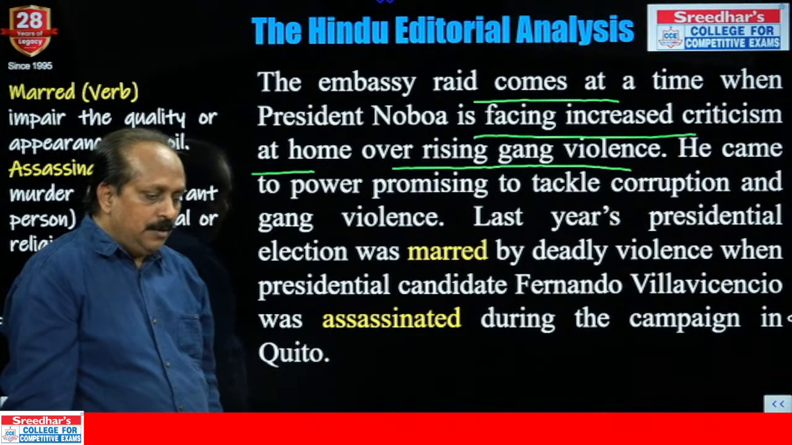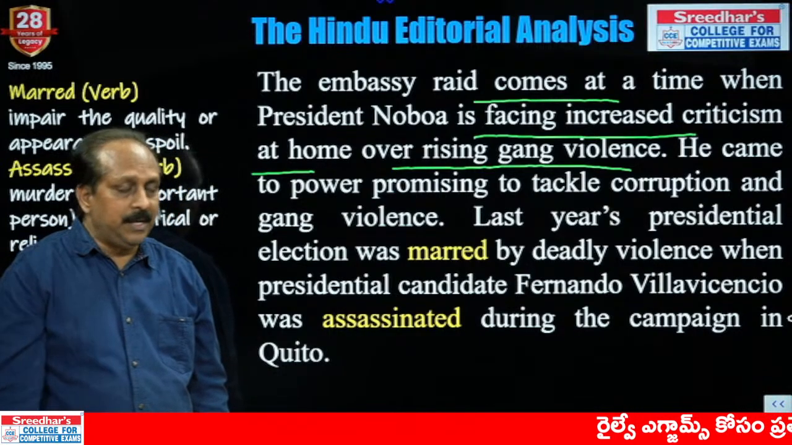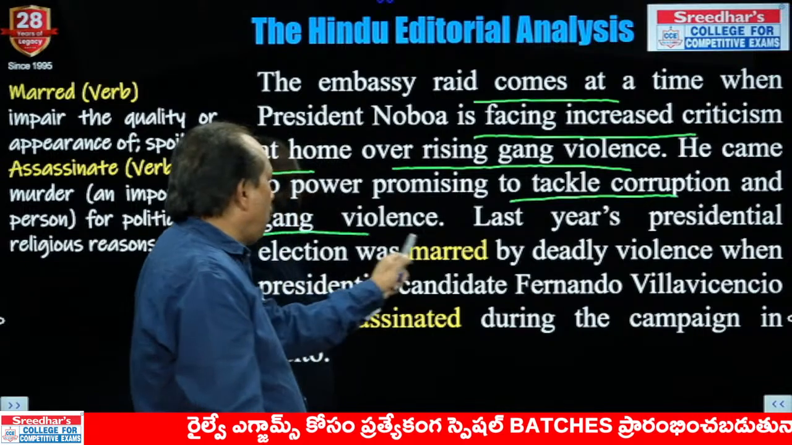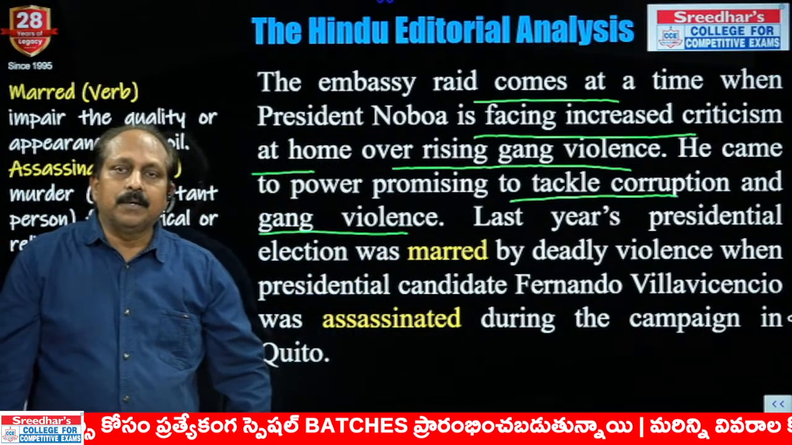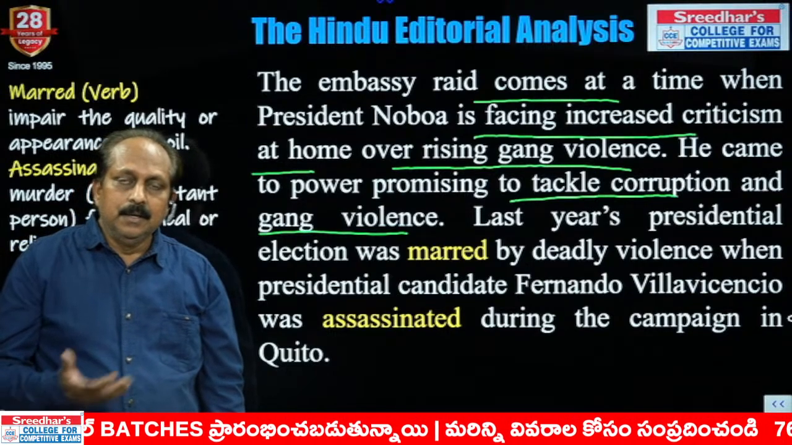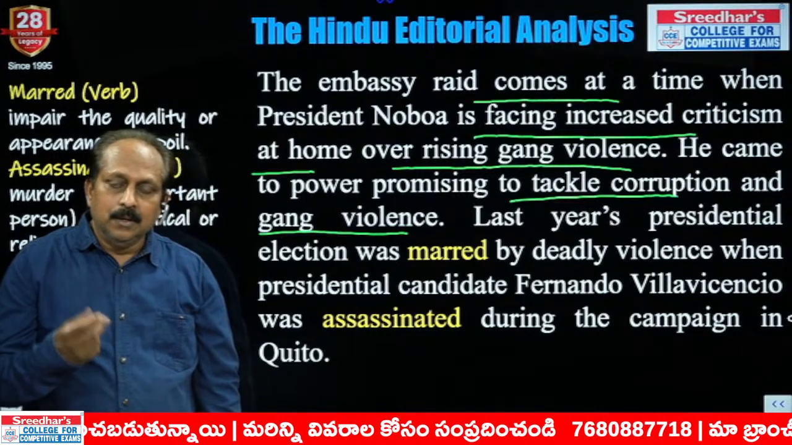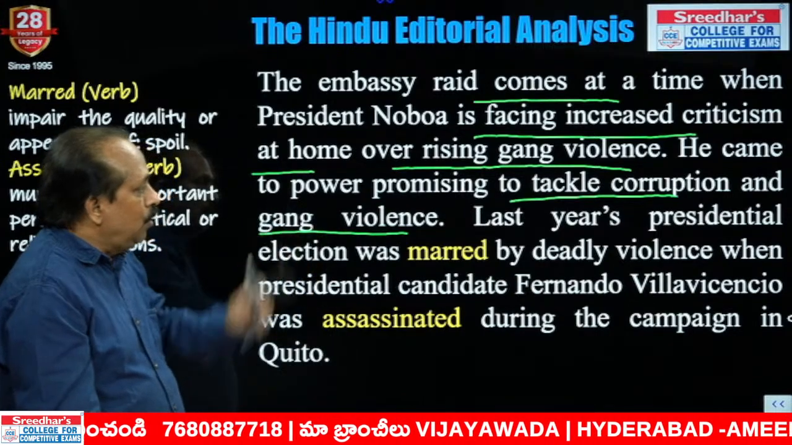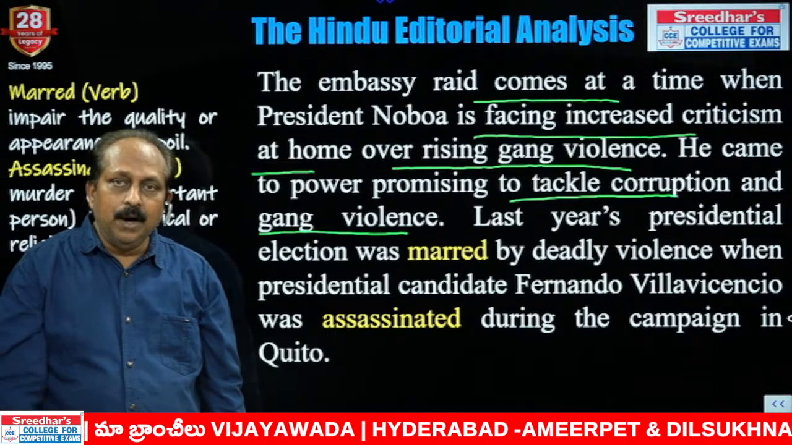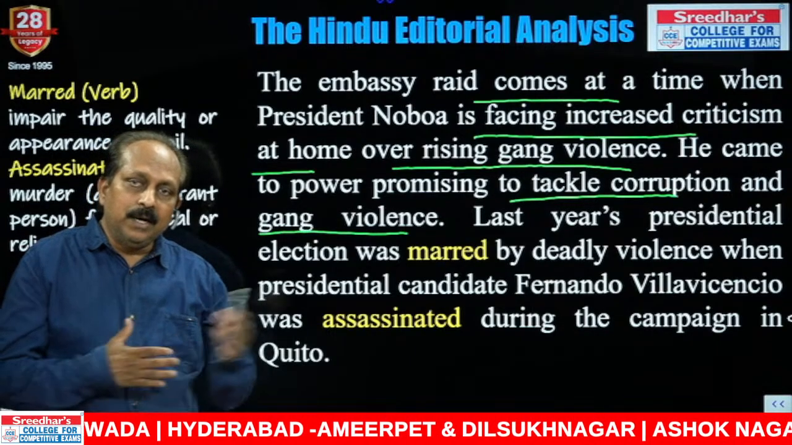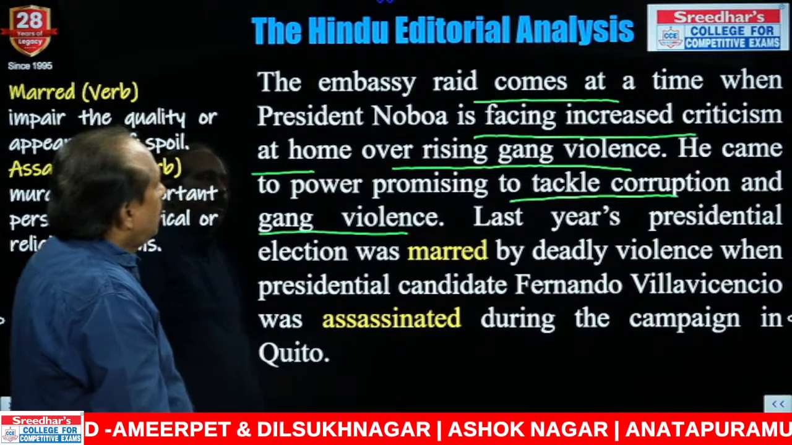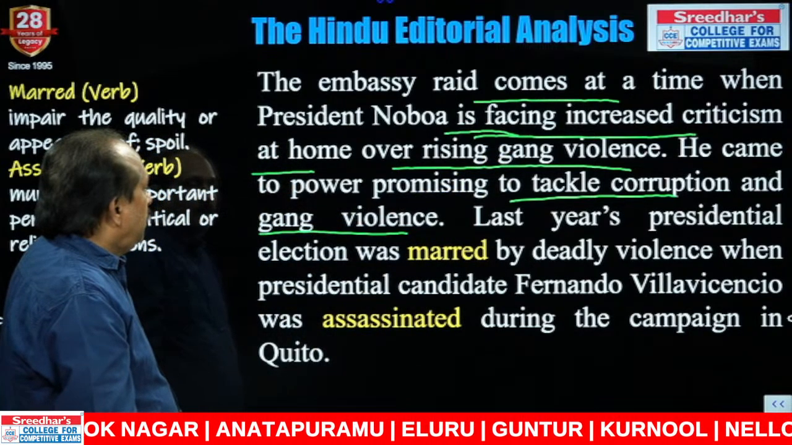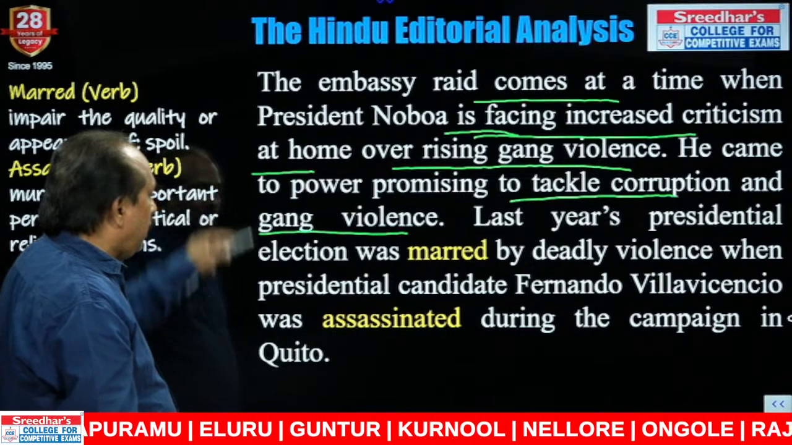Rising gang violence. Again, you have to recollect rise, raise. We have discussed many a time. He came to power promising to tackle corruption and gang violence. Usually, at the time of election, the parties release a manifesto, the promises. And this man came to power on two promises, one tackling corruption, the other dealing with a rise in gang violence. Right now, that is not happening. The violence going up, rising gang violence is there. Based on that, he is criticized. He is facing, present continuous tense, increased criticism at home over rising gang violence. He came to power promising to tackle corruption and gang violence, two things.